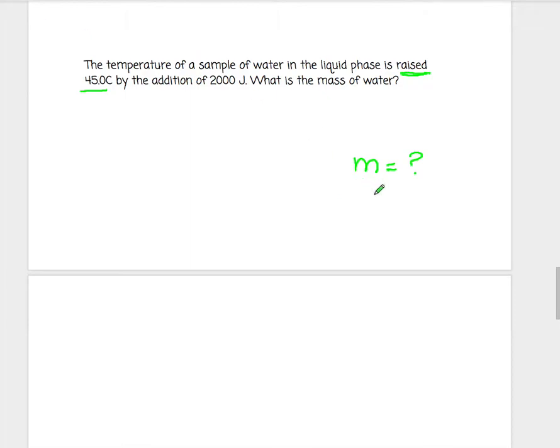Alright, so my mass is what I'm looking for. My change in temperature is 45 degrees Celsius. C is my specific heat. Did they give me specific heat anywhere in this problem? No. But they did tell me that we were talking about water.